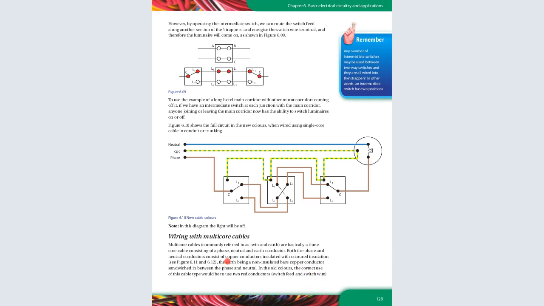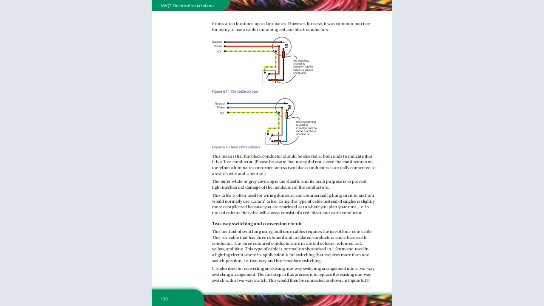So multiple cables, commonly referred to as twin and earth, are basically a 3-core cable consisting of a phase, neutral, and earth conductor. Both the phase and the neutral conductors consist of copper conductors insulated with colored insulation. Now the earth is an uninsulated bare copper conductor sandwiched in between the phase and the neutral. So in the old colors, that is the correct use of the cable. Remember that we are still using the red as the phase.